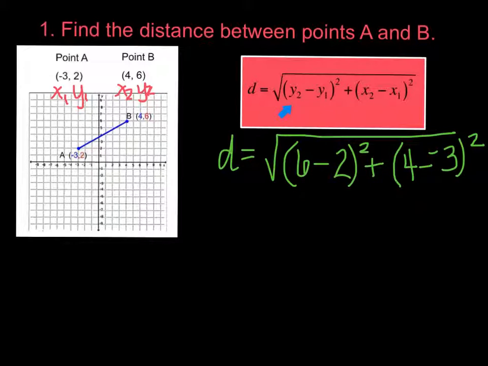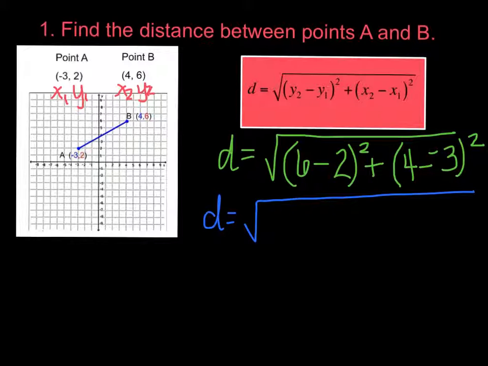So all I did was I looked for y2, which was here, and it was 6. Looked for y1, which was 2. Looked for x2, which was 4, and x1, which was -3. And I just plugged them all in to the distance formula. Now we need to simplify all this. So we'll work in the parentheses first. So don't forget your square root.